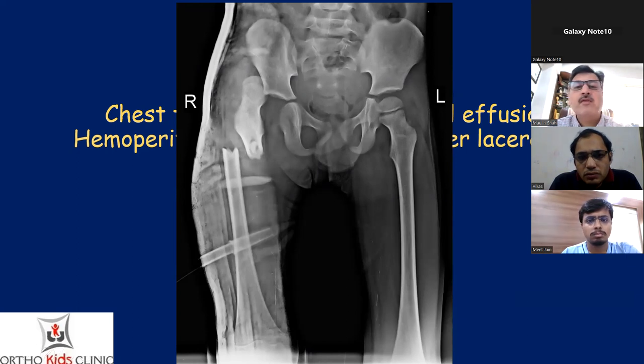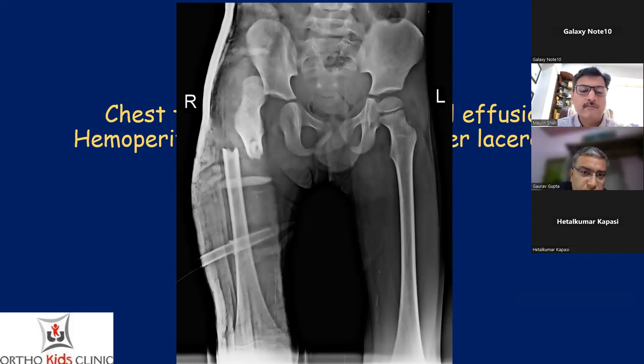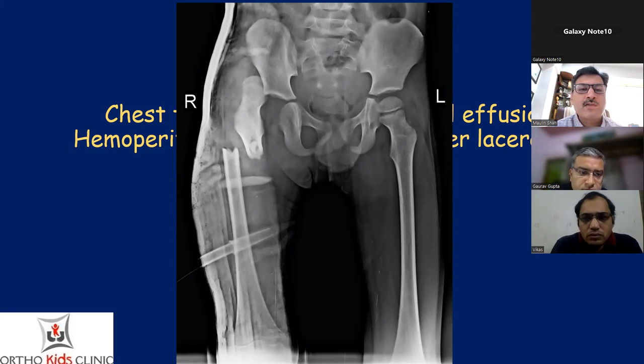Gaurav, you want to add anything to that? Something strange is that there is a dislocation along with a proximal fracture, which is highly uncommon. Either we see a fracture or we see a dislocation, so that is strange for me. Yeah, so Meet found that there are only 3 cases reported in world literature so far. There is comminution also. The child was so sick that we could not take other views.